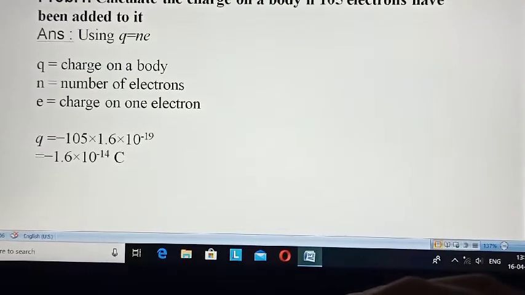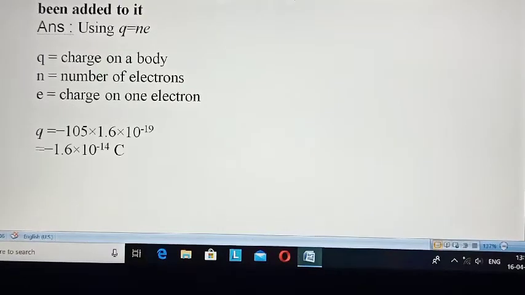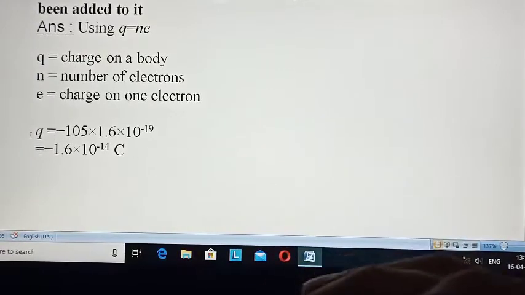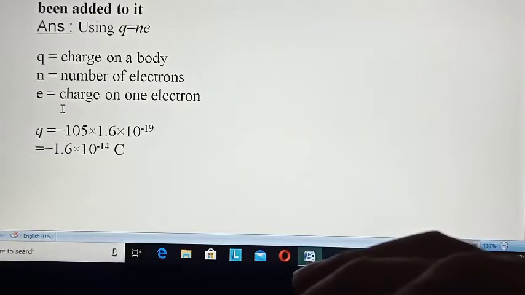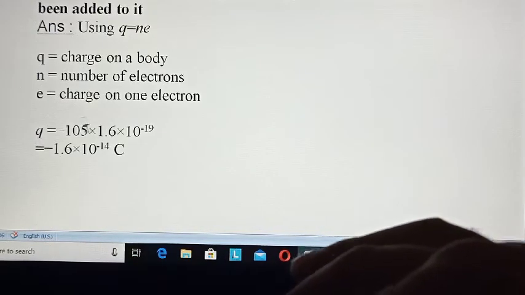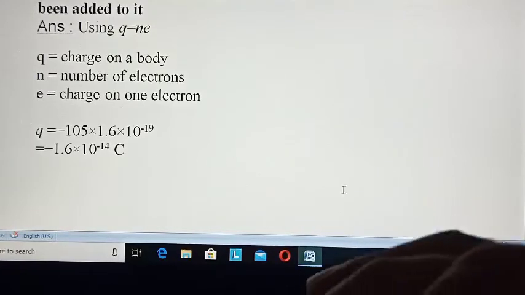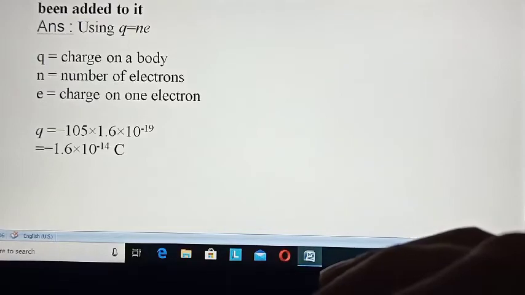Electrons are transferred from one body to the other, so that the final body becomes negatively charged. So your answer should be negative. Applying Q is equal to Ne, here n is 10^5 into e, so the total charge is minus 1.6 into 10 to the power minus 14 coulomb.